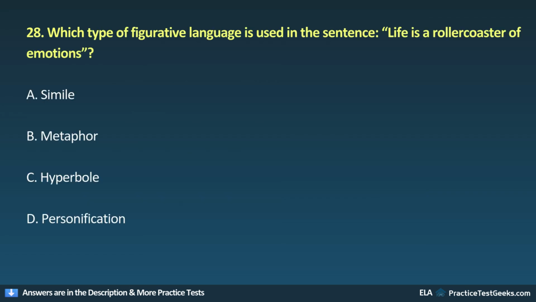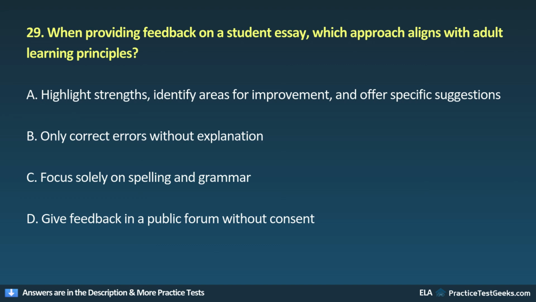28. Which type of figurative language is used in the sentence? Life is a roller coaster of emotions. A. Simile. B. Metaphor. C. Hyperbole. D. Personification. 29. When providing feedback on a student essay, which approach aligns with adult learning principles?